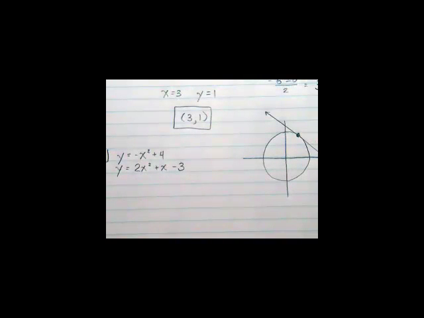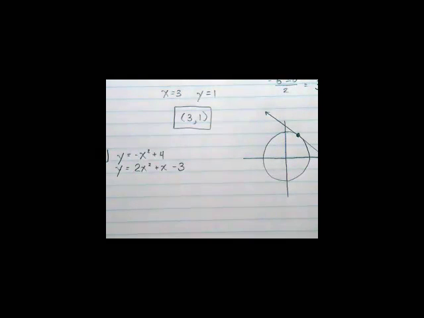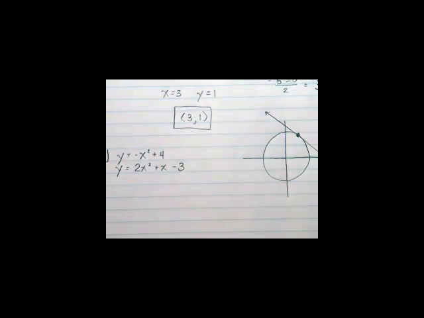So we're going to look at a couple of parabolas here. We've got y equals negative x squared plus 4, and y equals 2x squared plus x minus 3. So we've done a bit of graphing already this year. So in your y equals menu, type both of those in.